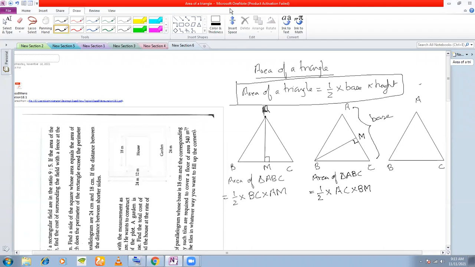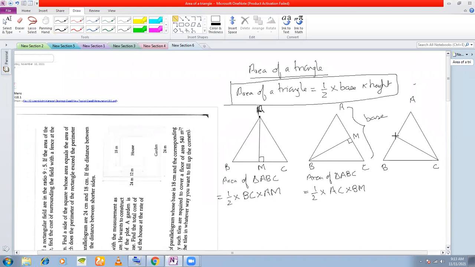And next one is for the third case, you will have, if you draw the perpendicular from the vertex C to the opposite base, right? Then how will it look like?